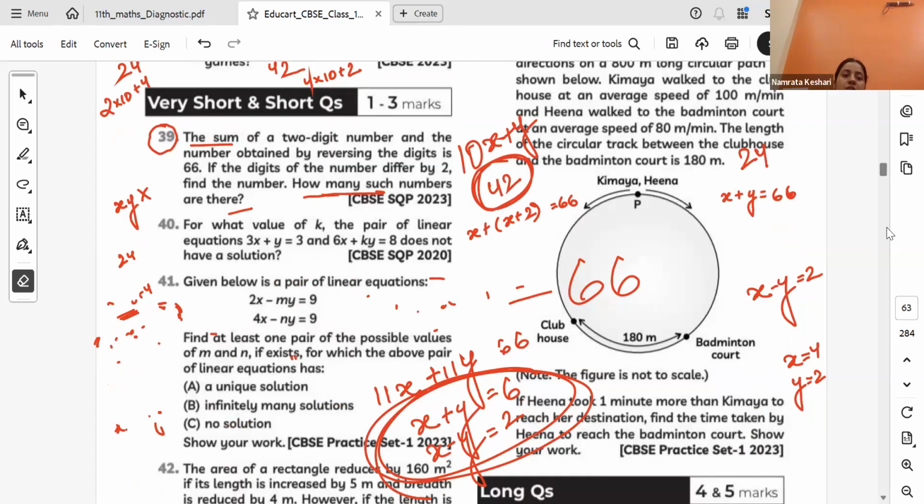See, for a unique solution, you will say that A1 by A2 is not equals to B1 by B2, right? That means you will say that 2 by 4 should not be equals to M by N. That means M by N should not be 1 by 2. And yeah, only this much as an answer is fine. We don't have to find the possible answers and everything. Only this much we can write. Getting it?